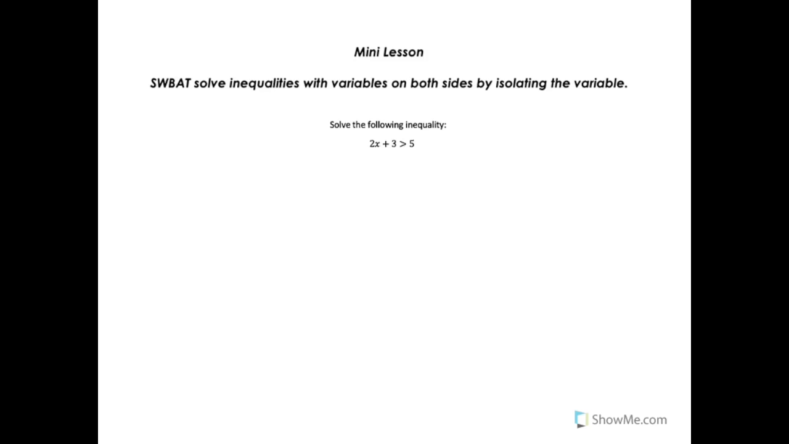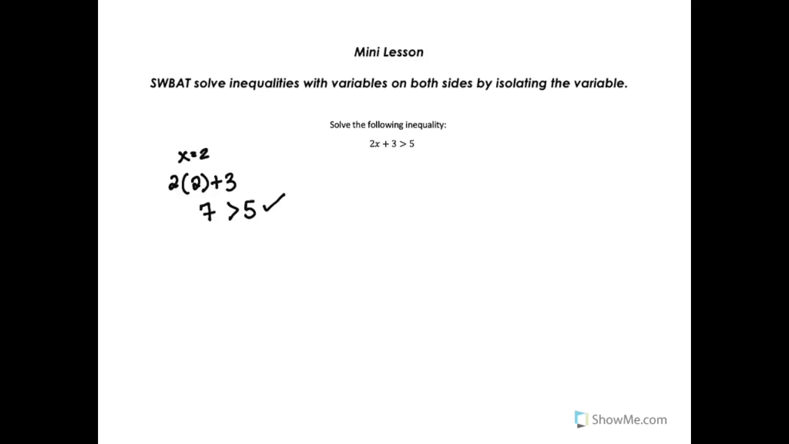2x plus 3 is greater than 5. We're looking for the values of x that would make this inequality true. And I can look at this inequality and guess different numbers that I can plug in for x that would actually make this work. For example, I can say, well, I think x can be equal to 2, because if I do 2 times 2 plus 3, well, that's 4 plus 3, which gives me 7, and that's definitely bigger than 5, right? So the number 2 works.